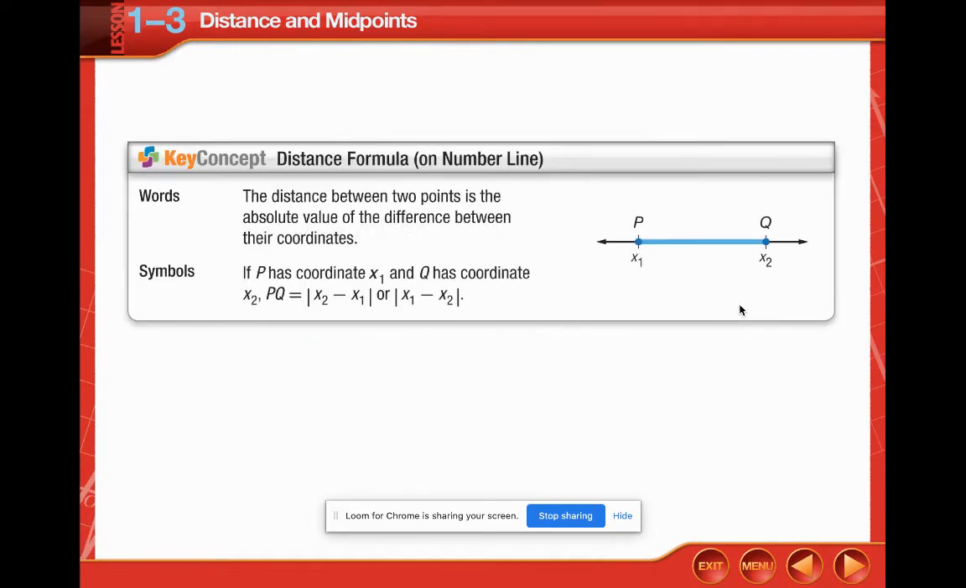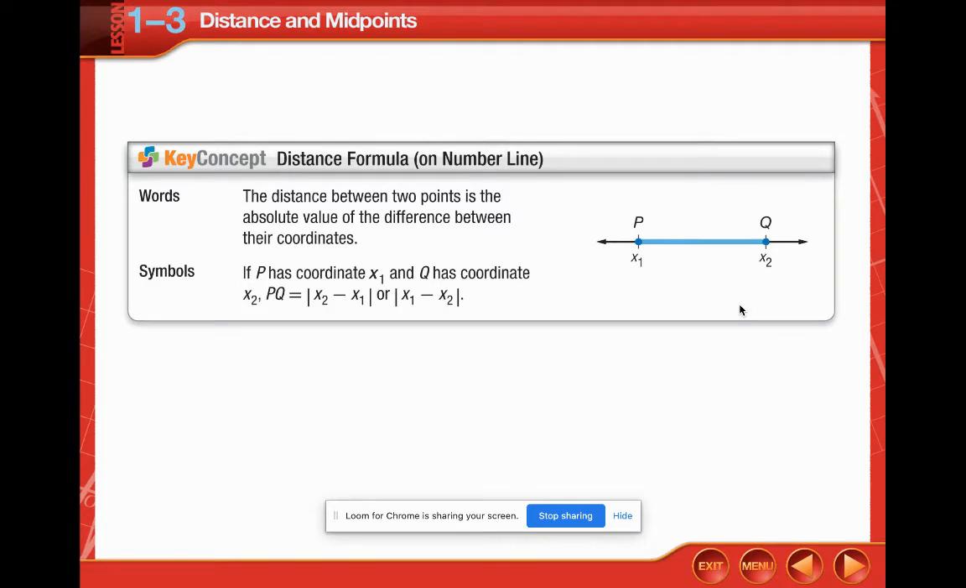All right, so distance formula on a number line. The distance between 2 points is the absolute value of the difference between their coordinates. So hopefully you remember what absolute values are. Absolute value means that whatever the answer is, it's positive. So if you have 3 minus 5 and you're trying to find the absolute value of it, it's 2. 3 minus 5 is -2, but the absolute value of it is 2. It's whatever the number is, as long as it's positive.